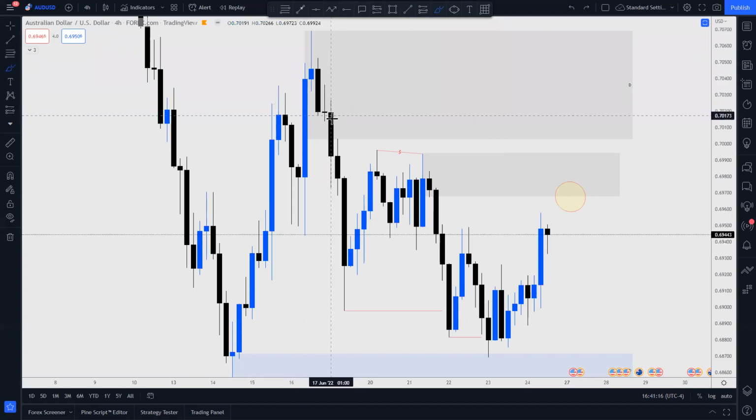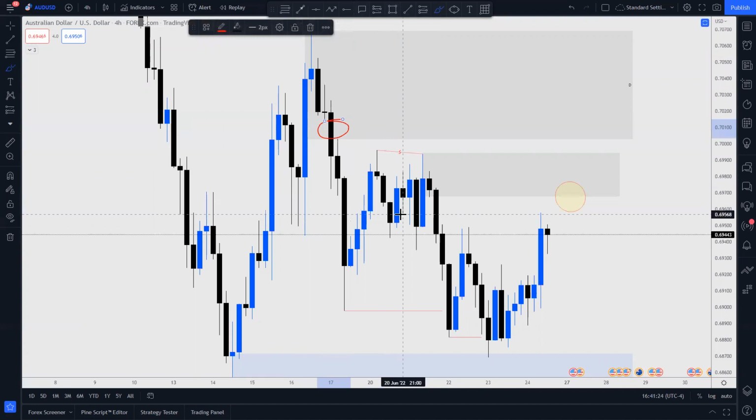You see these wicks coming back up. We have a small imbalance here. We have an imbalance there. Price comes back down. We trade up into this zone. We come back down. We come back down. Couldn't get up any higher.